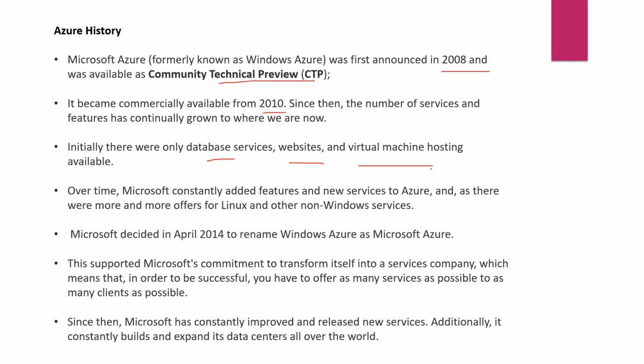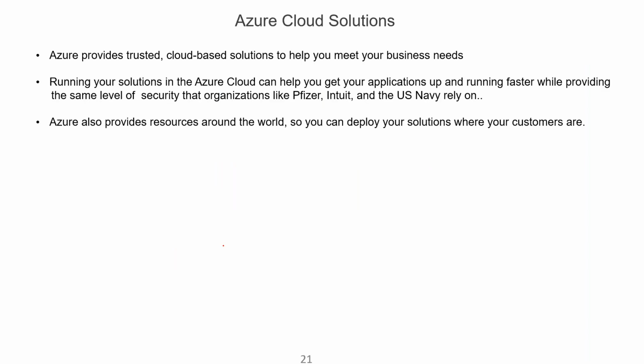But over a period of time, they added more features, more services, and started supporting Linux and non-Microsoft services. Initially it used to be called Windows Azure because they were supporting only Microsoft applications, but later they started supporting non-Microsoft, non-Windows services also. So they decided to call it Microsoft Azure. They renamed it to Microsoft Azure in April 2014.